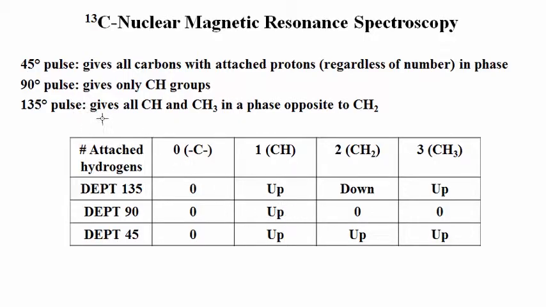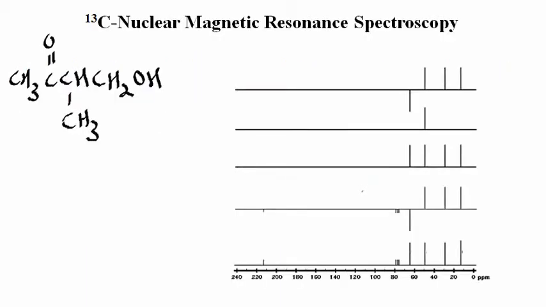And then DEPT 135 gives all CH and CH3 in phase, and so that's why this is up and this is up, opposite to CH2. So carbons that have 2 protons attached are going to give a signal pointing down. So let's look at an example.